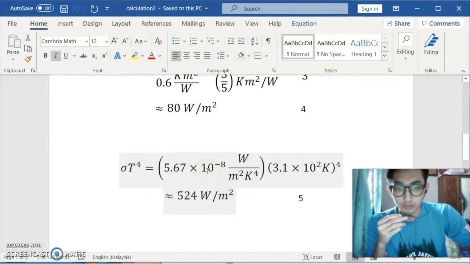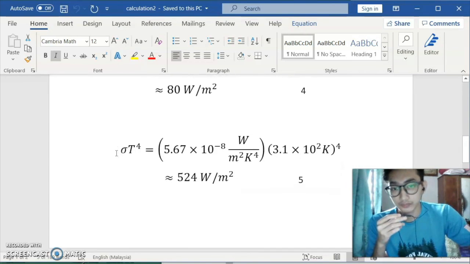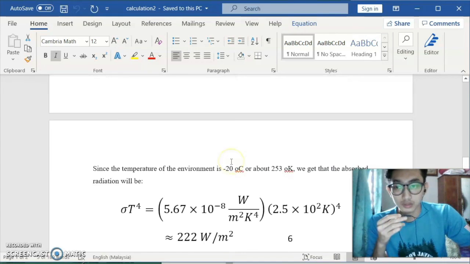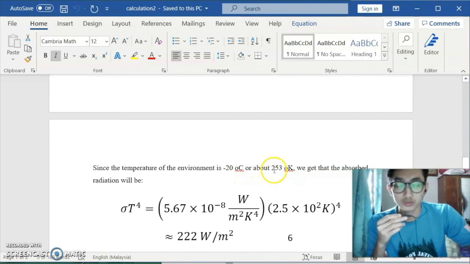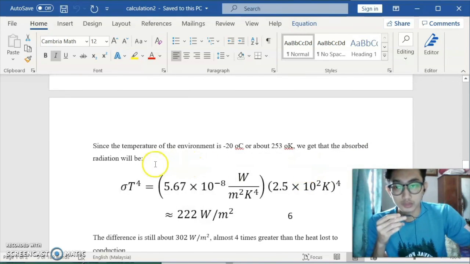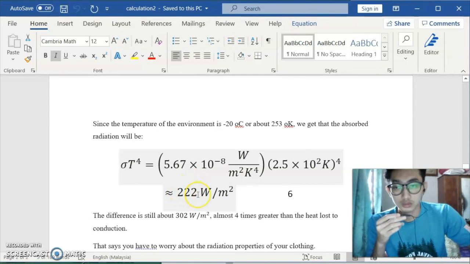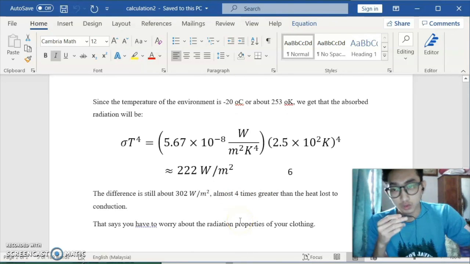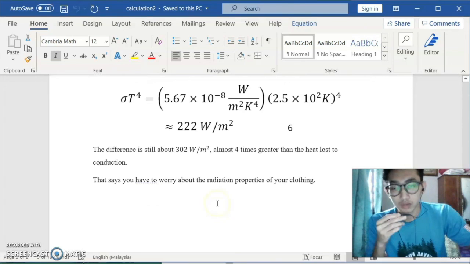We have to remember that our object is not just emitting radiation into its environment, it's also absorbing radiation from its environment. But since the temperature of the environment is less, the amount absorbed will be less than the amount emitted. The difference is what we need to calculate. Since the temperature of the environment is negative 20 degrees Celsius, or about 253 Kelvin, we get that the absorbed radiation, in equation 6, is 222 watt per meter square. The difference is still 302 watt per meter square, almost 4 times greater than the heat loss to conduction. That says you have to worry about the radiation property of your clothing. This is the final answer. That's all from me for question 2. Thank you.